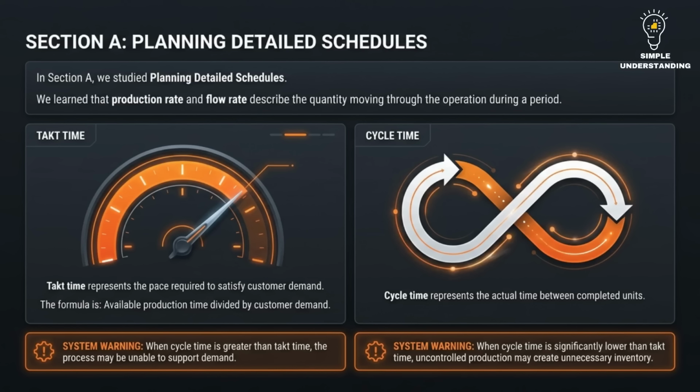In Section A, we studied planning detailed schedules. We learned that production rate and flow rate describe the quantity moving through the operation during a period. Takt time represents the pace required to satisfy customer demand. The formula is available production time divided by customer demand. Cycle time represents the actual time between completed units. When cycle time is greater than takt time, the process may be unable to support demand. When cycle time is significantly lower than takt time, uncontrolled production may create unnecessary inventory.